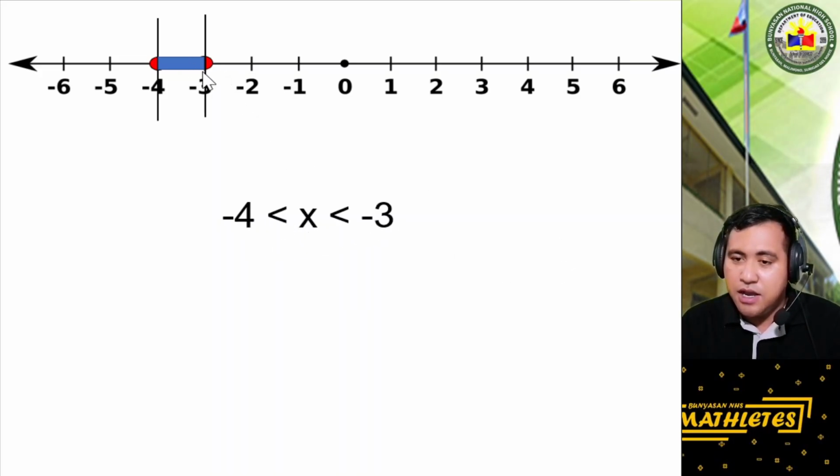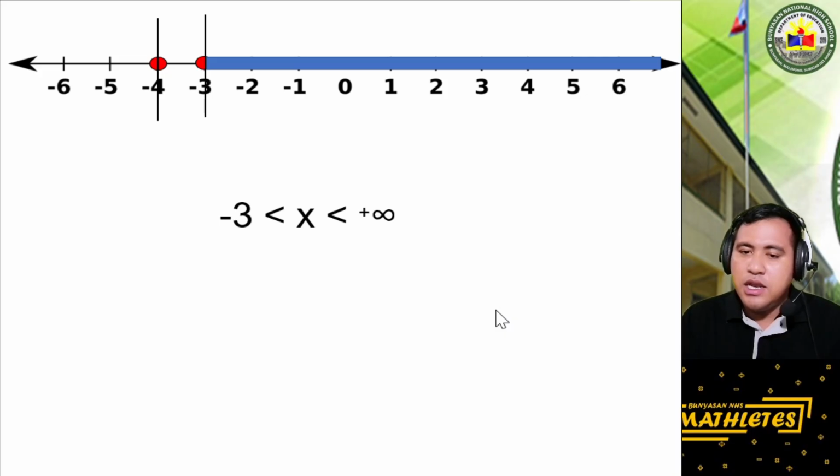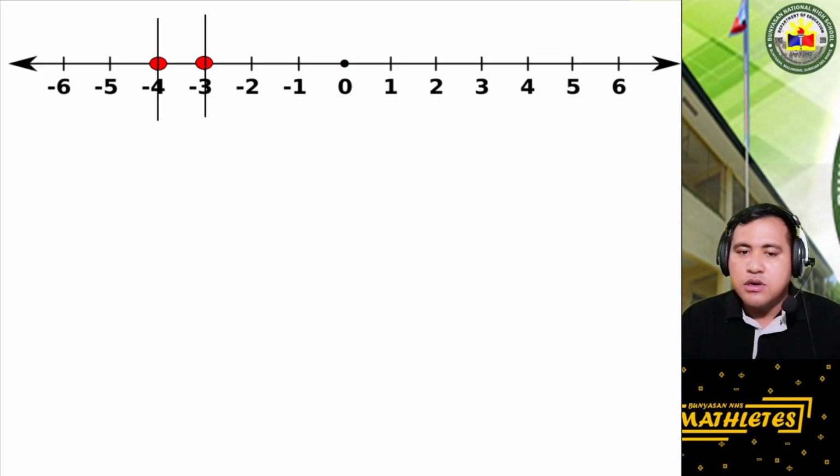Then another is where x is greater than negative 3 but less than positive infinity. The numbers there belong to our third interval. From those intervals, as I've said, negative 3 and negative 4 are our basis for finding the solution set of our inequality.